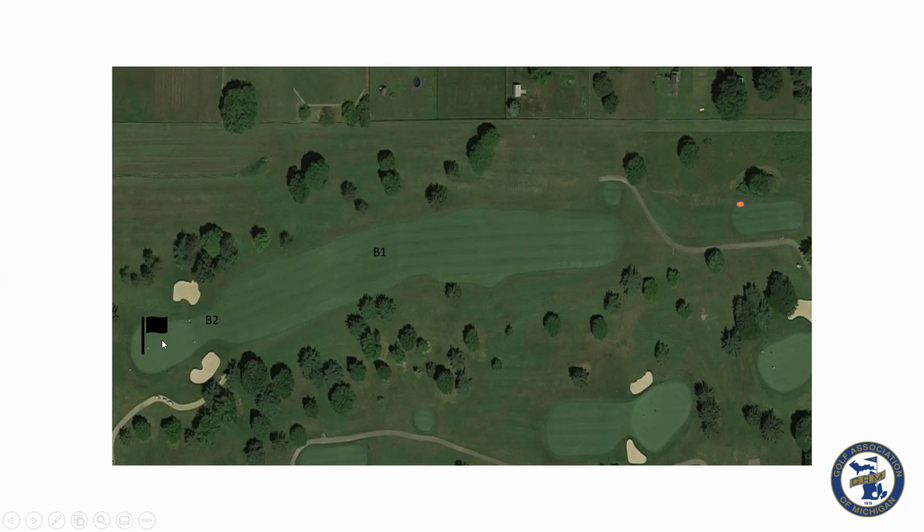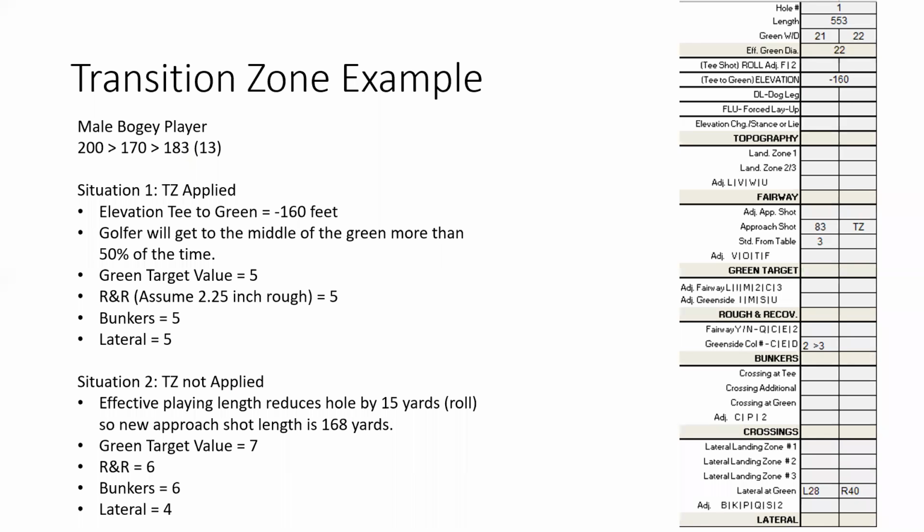How did you say 50%, less than 50%? Yeah, so the question was, how do you determine the 50%? That part is really subjective. It's not super cut and dry, but you're going to use certain things like the roll, the elevation, anything that might make it easier or harder to get there. So I think the best way is to show an example here.